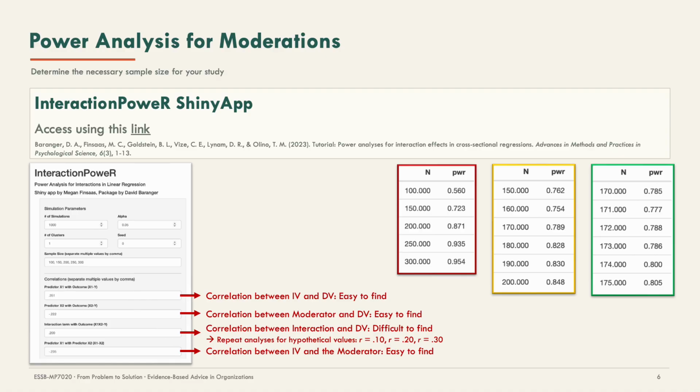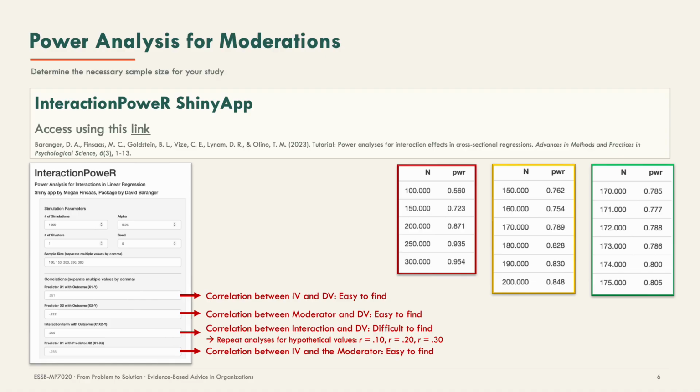The Shiny app also allows us to include reliability estimates for the variables. For simplicity, you may initially set reliabilities to 1, but this assumes perfectly reliable measures and may therefore be optimistic. If you have reliability estimates for your scales, you can include them or discuss how lower reliability may reduce power. After entering the required information, we can run the analysis.